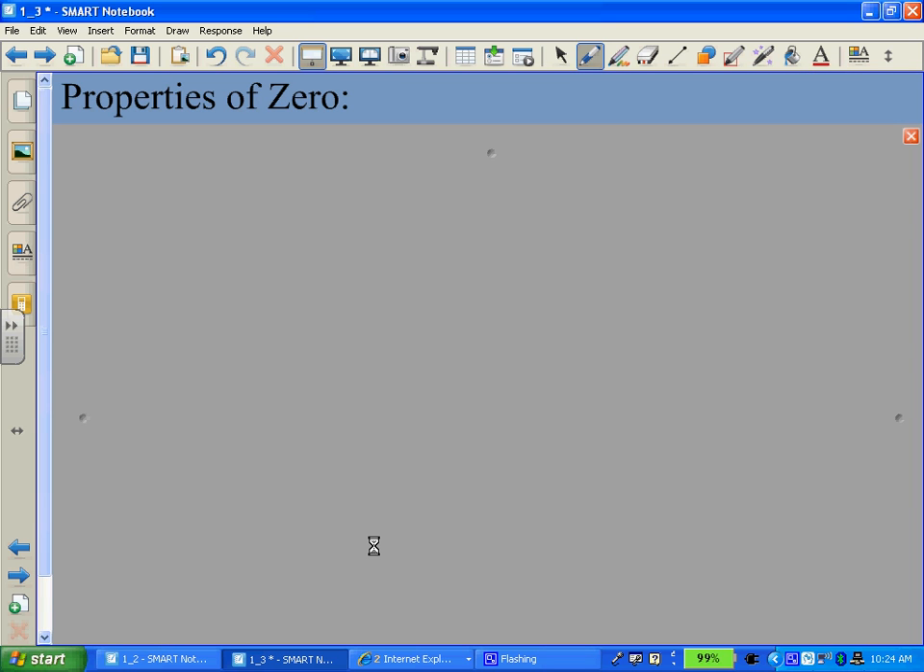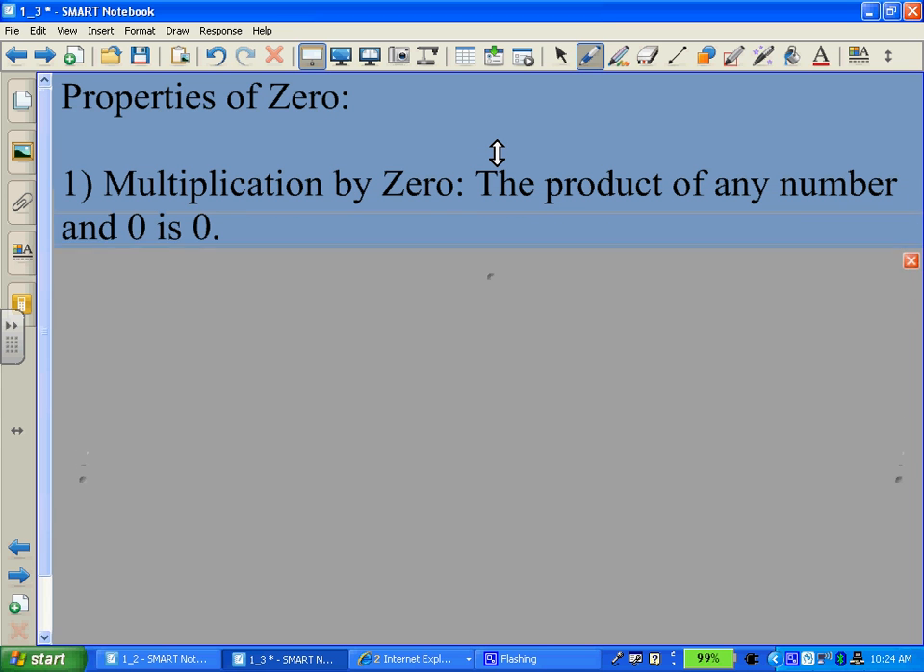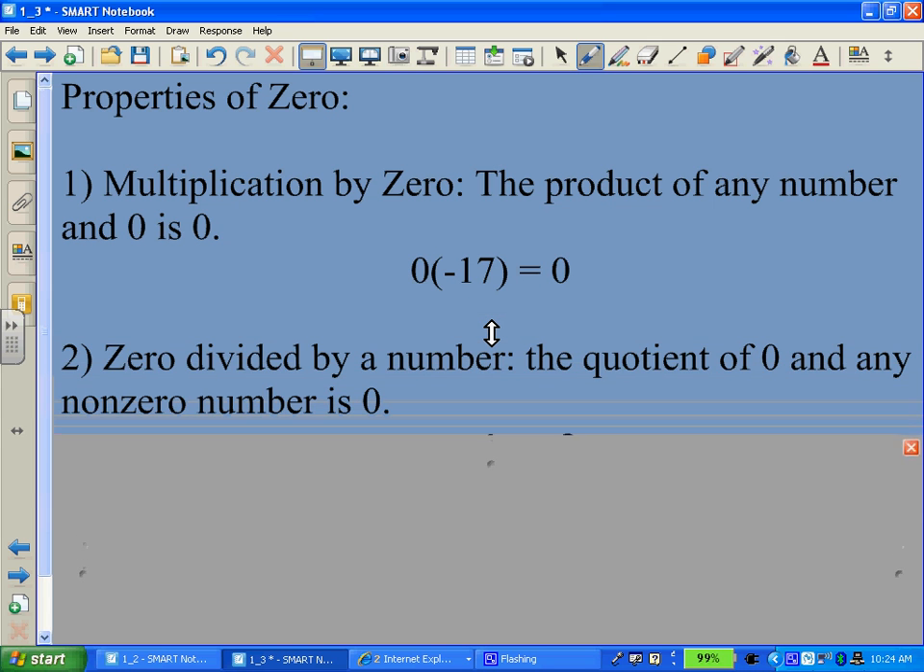Now another thing that we need to talk about real quickly here is properties of 0. Now we will be multiplying and dividing by 0. And so it's important that you know what happens when we do that. This one I'm pretty sure you already know. When we multiply by 0, we get 0. Always. So whenever you multiply by 0, the answer is 0.